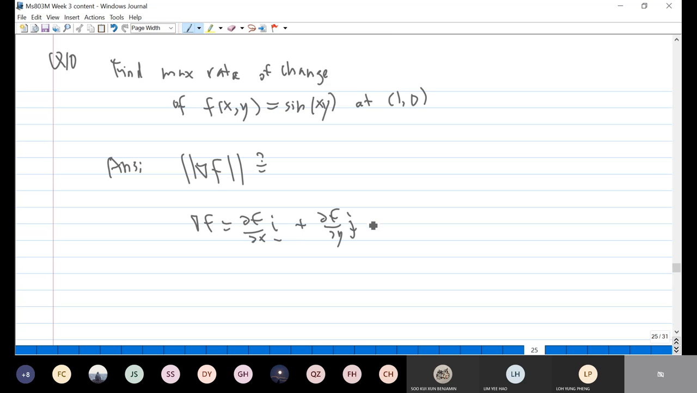So this is equal to, differentiate with respect to x, sine differentiation you get cosine, right? So cosine xy, and with respect to x you keep y constant, so you get y i. Then plus the partial derivative with respect to y, you get the same thing, cosine xy, and differentiating with respect to y, x is constant, so x j.